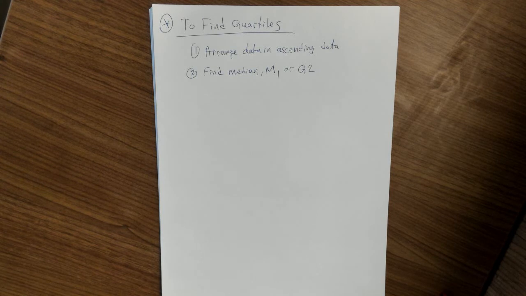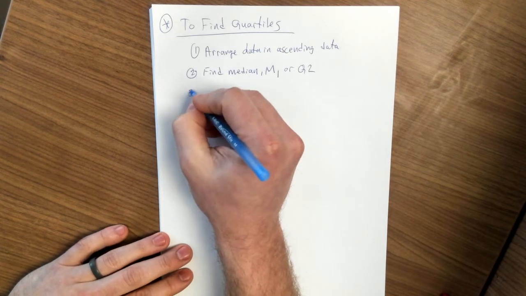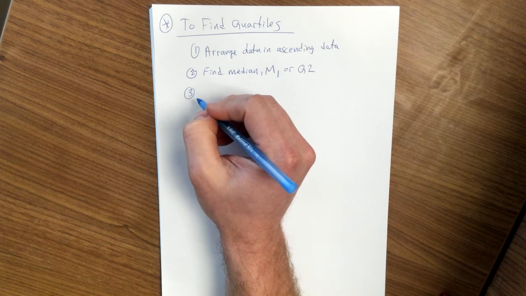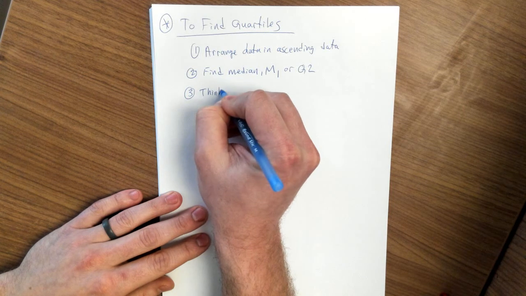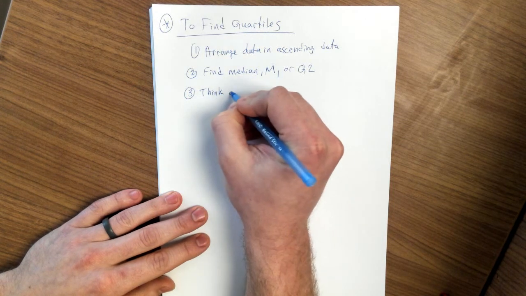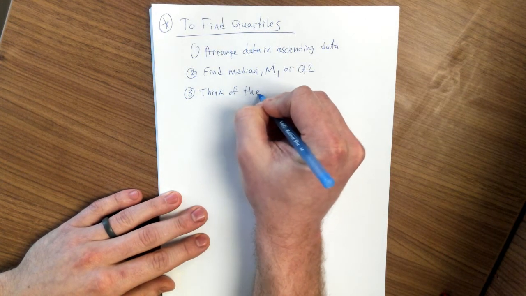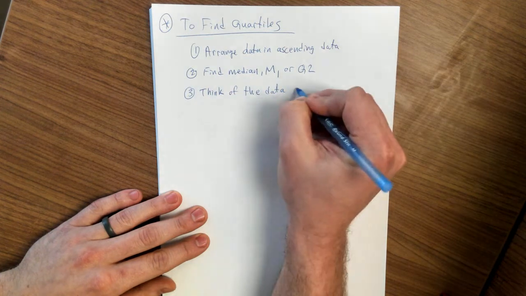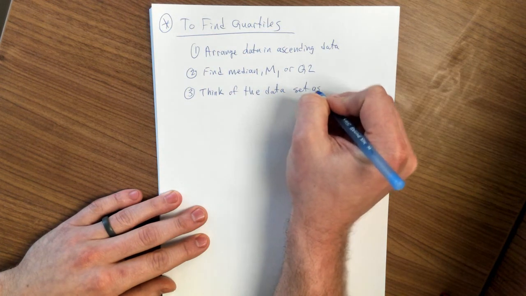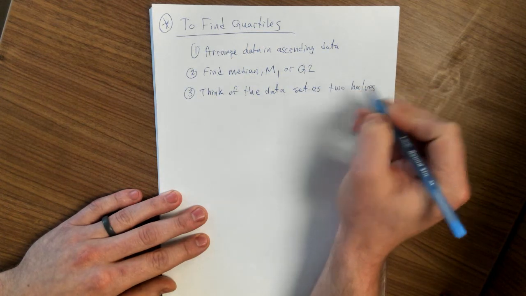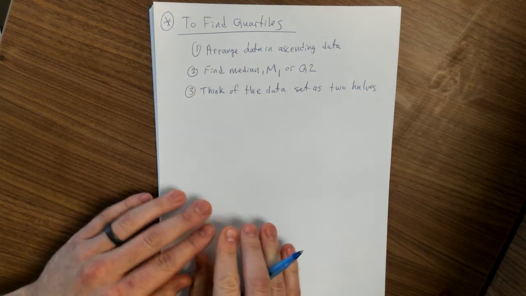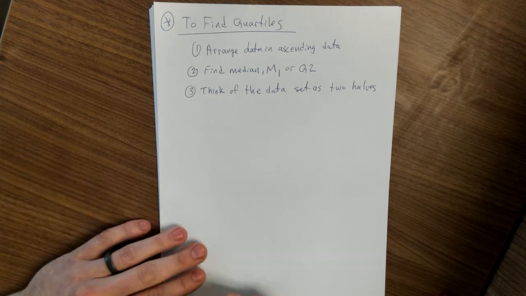And then number 3, it's kind of a lot to write here, so go ahead and write it out. That way we have good notes to go back and read later. Think of the data set as 2 halves. So we found M, and now we're going to have 2 equal halves. That's basically what that's saying.